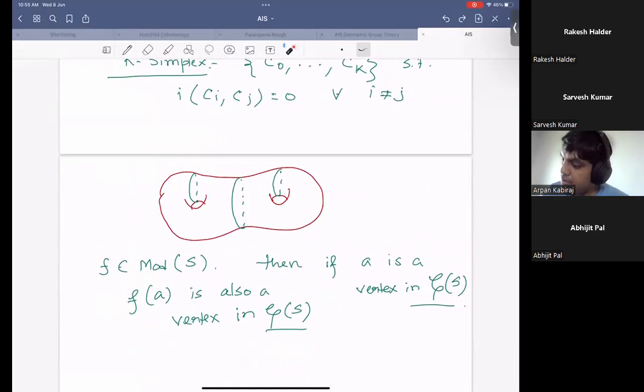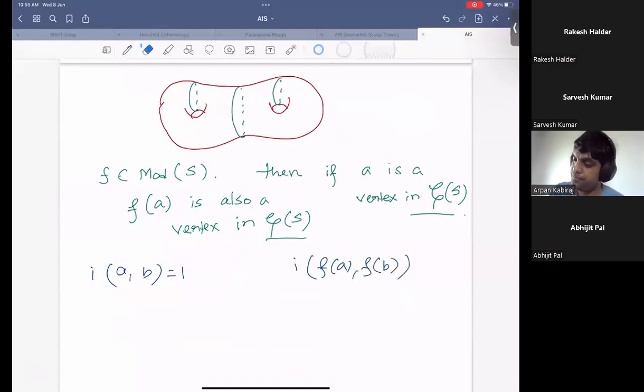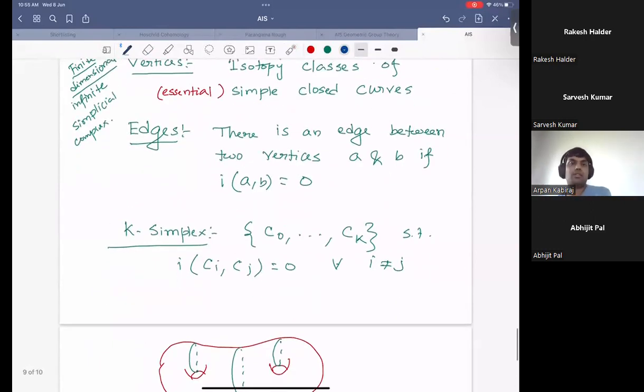Okay. So we have this mapping class group element F, and we have seen that if A is a vertex, that means an isotopy class of simple closed curve, then F(A) is also a vertex, an isotopy class of simple closed curve. Now, if A and B have geometric intersection number 0, then since F is a homeomorphism, F(A) and F(B) also have intersection number 0. So edges go to edges. So F takes vertices to vertices, edges to edges.